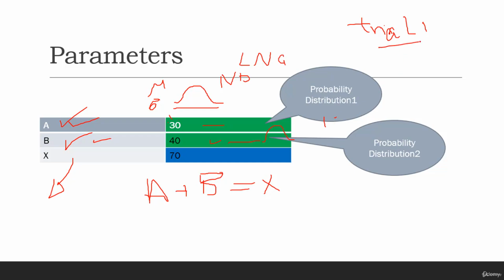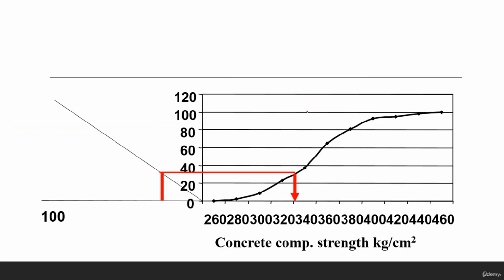He makes a random number, so we have RND1 for variable A, trial 1, and RND for variable B, trial 1, and so on. What happens after he obtains a random number? He goes through this curve.